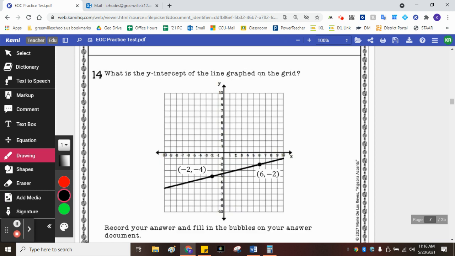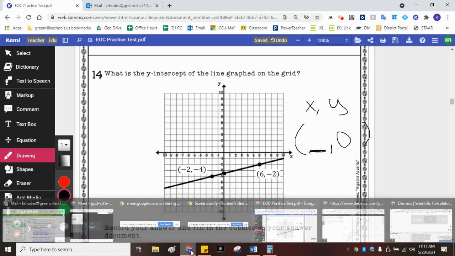What is the y-intercept of the line graphed on the grid? Y-intercept is where you cross your y-axis. Y-intercept is a point. So our point we cross is right here, and it's a decimal. So it's in between -3 and -4, and I'm not sure which, and I don't know how specific it wants you to be.